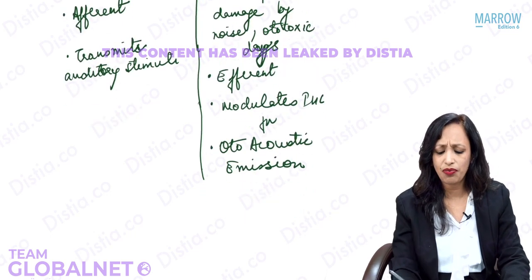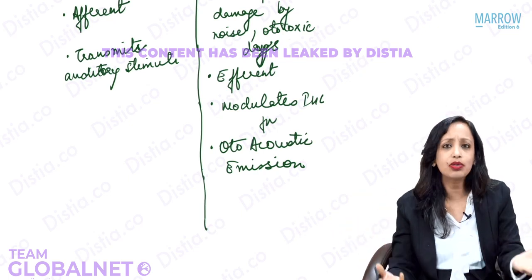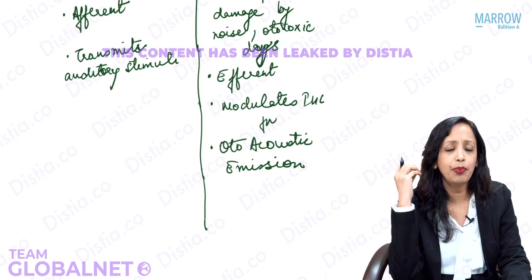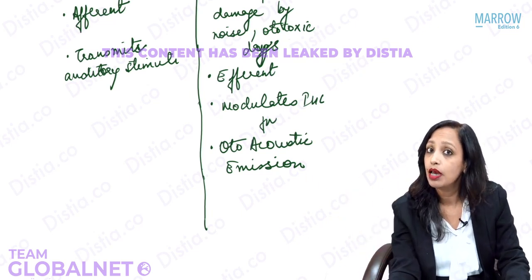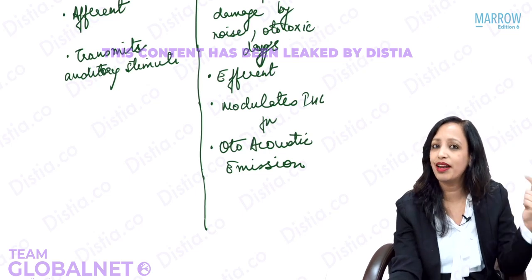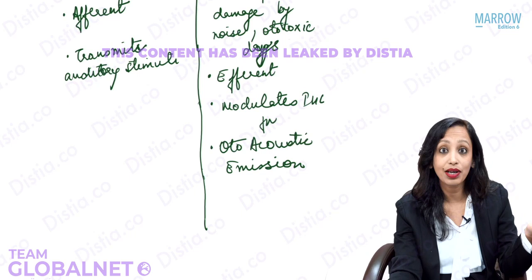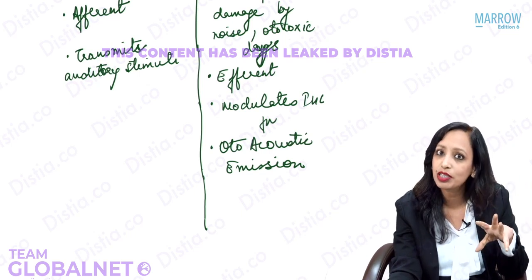So can you think of how, if we are recording back a sound, it is going to help us? We are putting a probe and we are recording the sound of the outer hair cells' activity. Will it not tell us that the outer hair cells are normal? Will it not be an indirect indication that the inner ear is normal in this person?